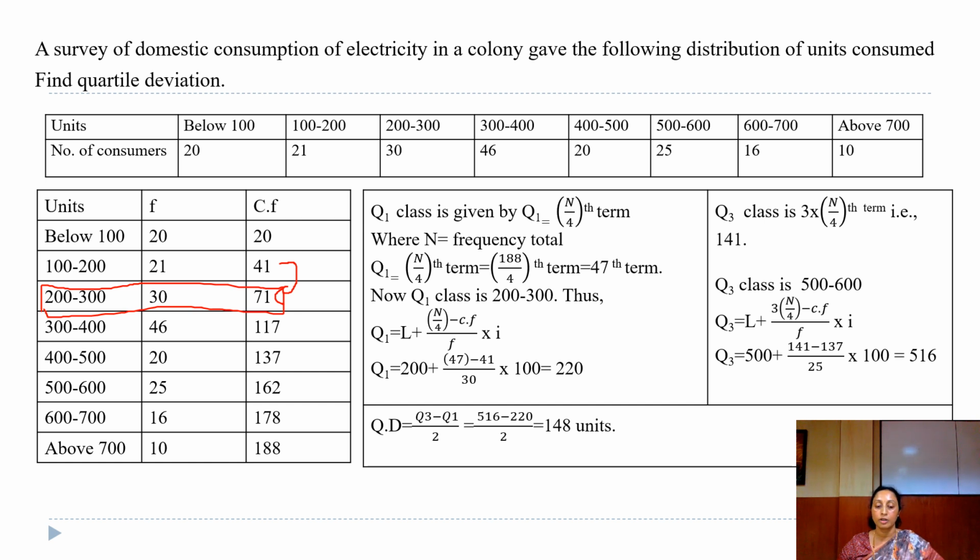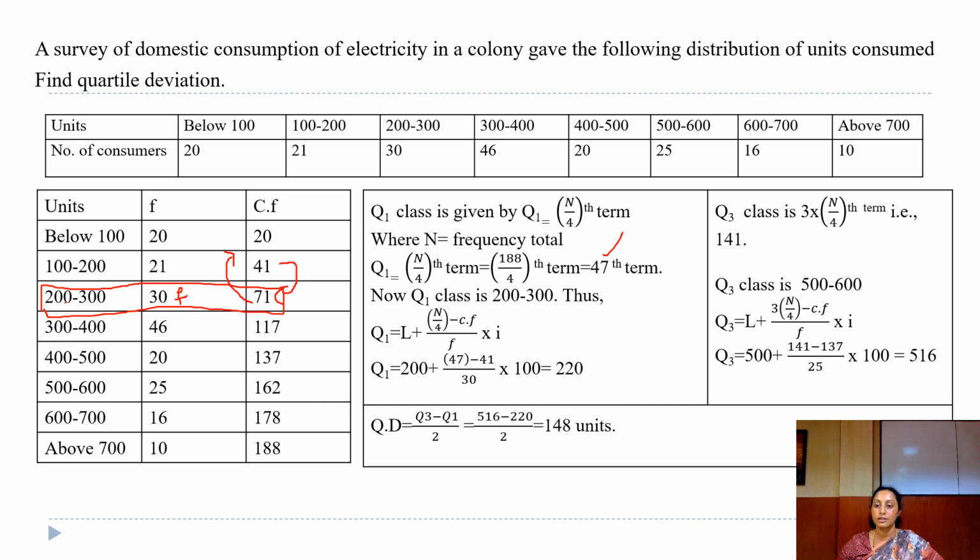So now how do we find that particular value of Q1? Using the formula Q1 is equal to L plus (N by 4 minus cumulative frequency preceding the Q1 class) divided by frequency of the Q1 class, multiplied with the class interval. So here lower limit is 200 plus n by 4, already we found it as 47, minus CF, that is the cumulative frequency preceding the Q1 class, which happens to be 41, divided by frequency of the Q1 class, which is 30, multiplied with the class interval, so 100. So hence we get Q1 as equal to 220.